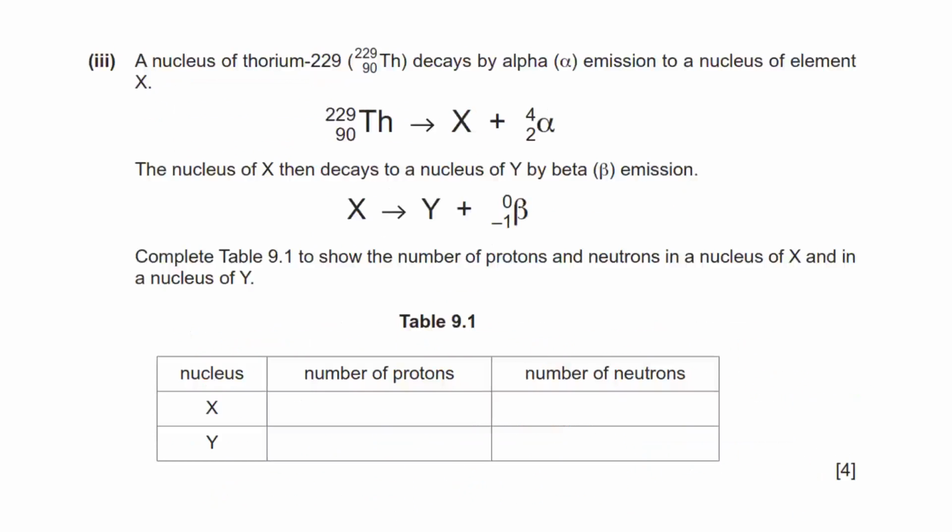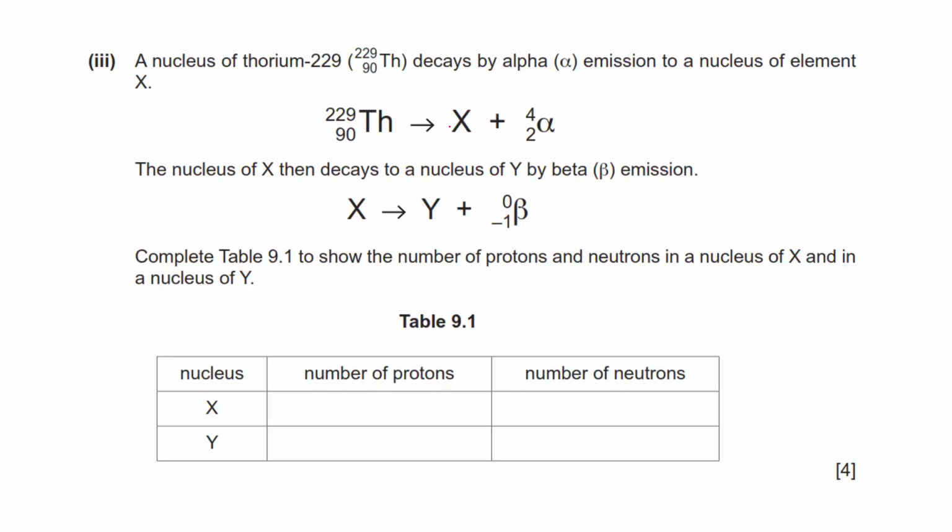So moving ahead, it says a nucleus of thorium-229, Th is the symbol of it, decays by alpha emission to a nucleus of an element X. Then the nucleus of X decays to a nucleus of Y by a beta emission. Complete the table below to show the number of protons and neutrons in the nucleus of X and in the nucleus of Y.